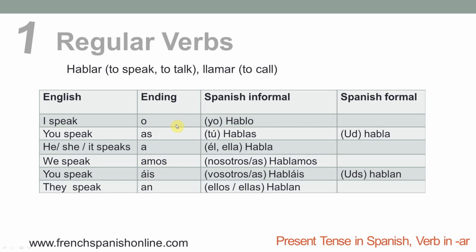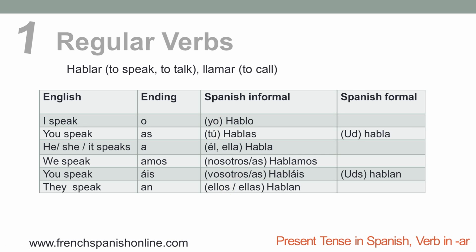And with the stem of the verb, for example, hablar, the stem is the first letters without the ending ar. So we'll have yo hablo, tú hablas, él habla, ella habla, nosotros hablamos, nosotras hablamos, vosotros habláis, vosotras habláis, ellos hablan, ellas hablan.